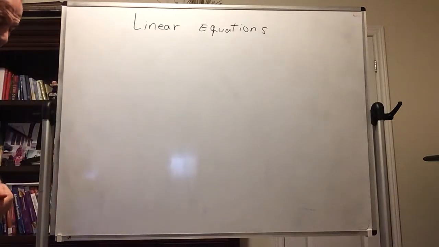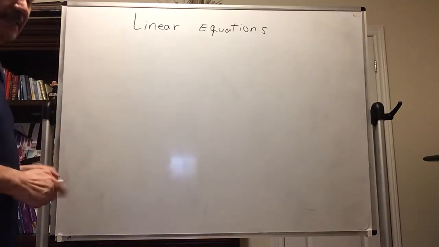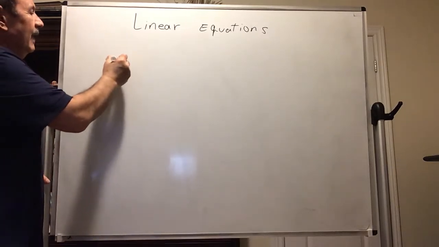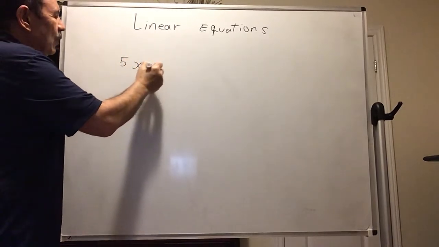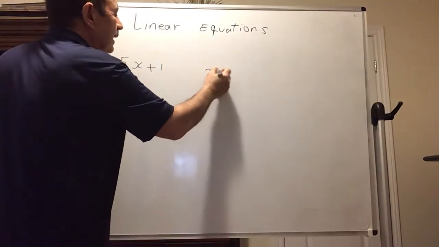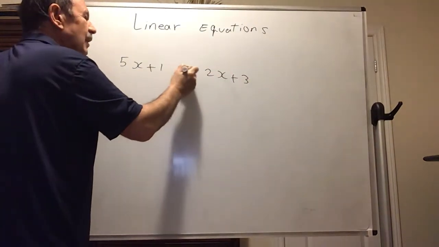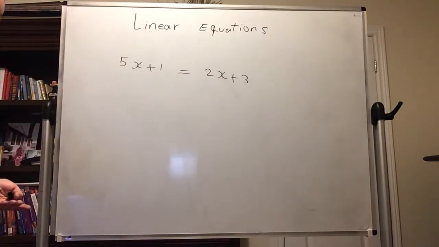If you remember, an equation is the equality of two expressions. If I have 5x plus 1 as an expression and, let's say, 2x plus 3 as another expression, the equality between these two we call an equation.